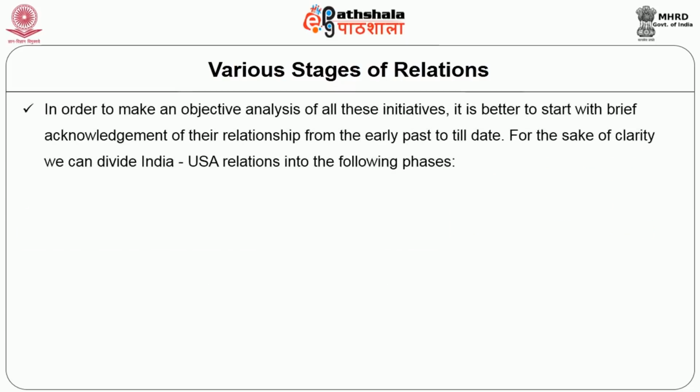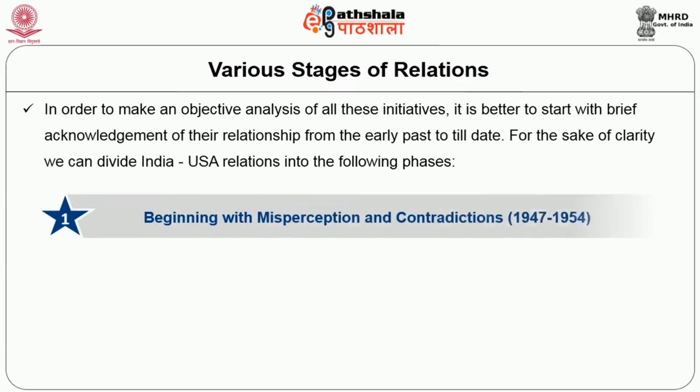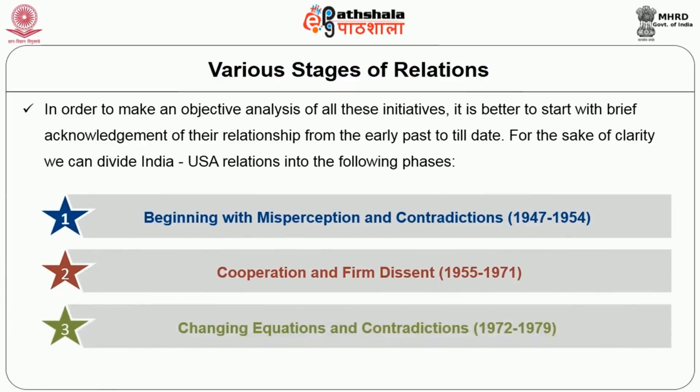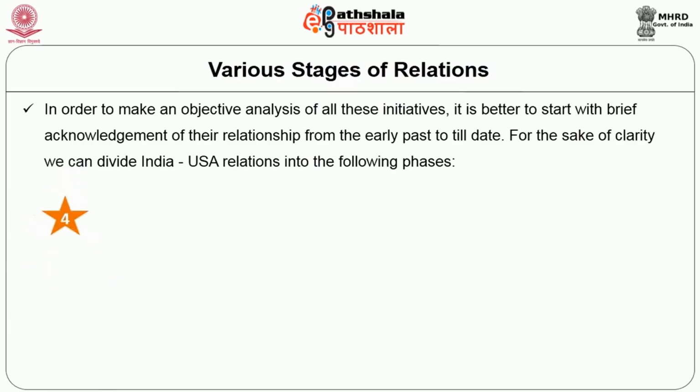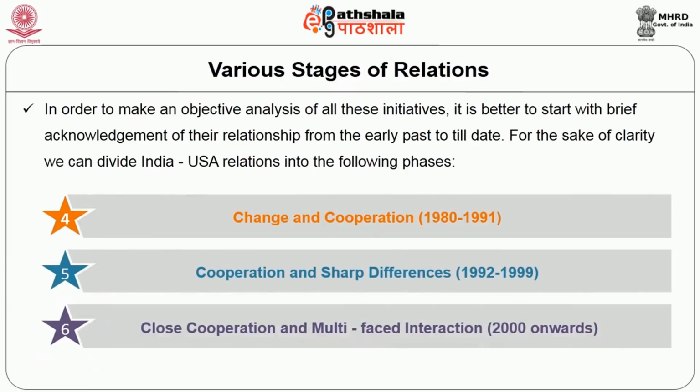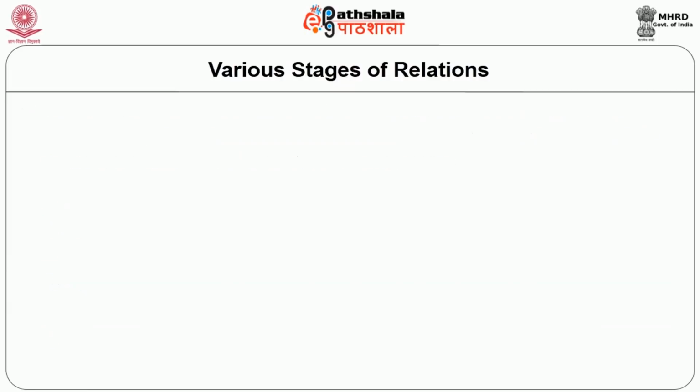In order to make an objective analysis of all these initiatives, it is better to start with a brief acknowledgement of their relationship from the early past till date. For the sake of clarity, we can divide India and USA relations into the following phases. Beginning with misperceptions and contradictions, cooperation and firm dissent, changing equations and contradictions, change and cooperation, cooperation and sharp differences, and finally, close cooperation and multi-phased interaction.